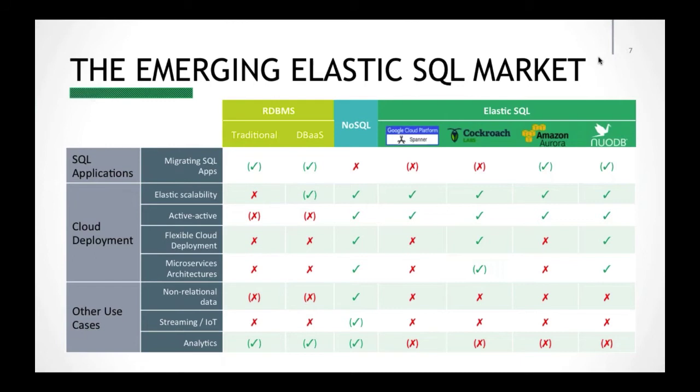From a cloud deployment, it's all about elastic scale-out, active-active, the ability to have multiple writers and multiple readers working concurrently across different nodes. Can I have a flexible deployment in different cloud architectures? Does it support microservices? And then in other use cases, there's just general non-relational data, streaming IoT, and in general analytical queries. So just sort of going through this chart quickly, obviously the traditional SQL databases are great at SQL.